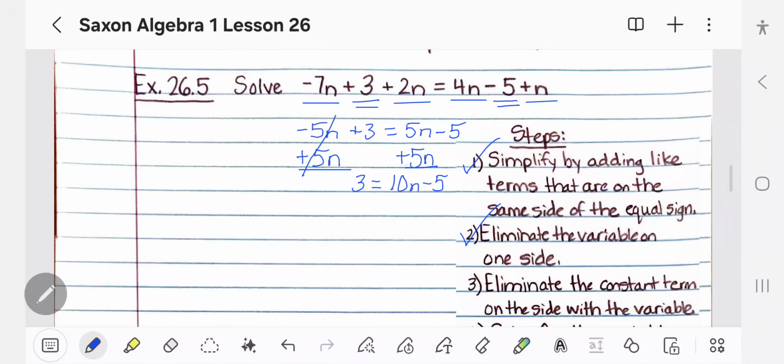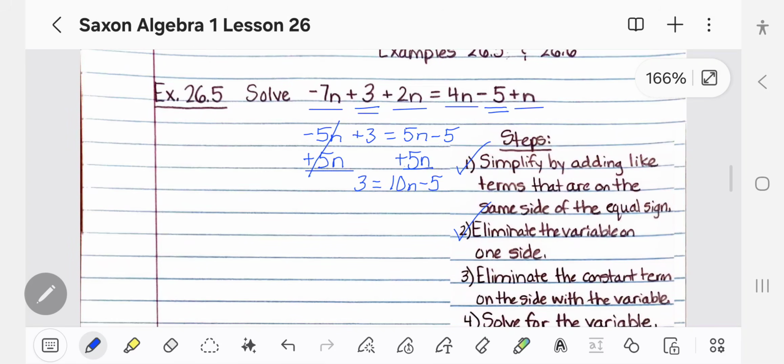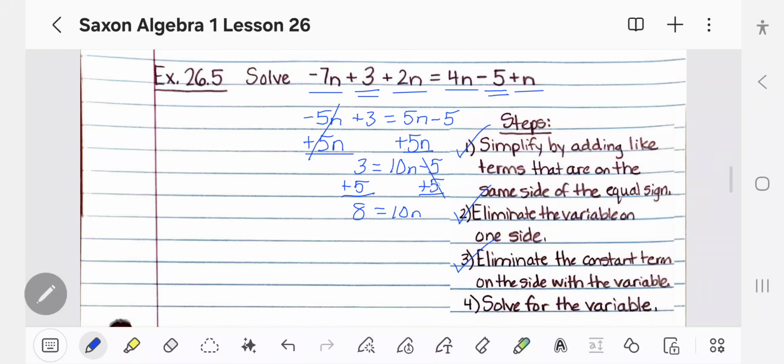Let's eliminate the constant term on the side with the variable. Here's the side with the variable. This is the constant term. We're going to get rid of it by adding it. That'll cancel. 3 plus 5 is 8 equals 10n. Now I'm going to solve for the variable. They're multiplying n by 10, so let's divide by it.